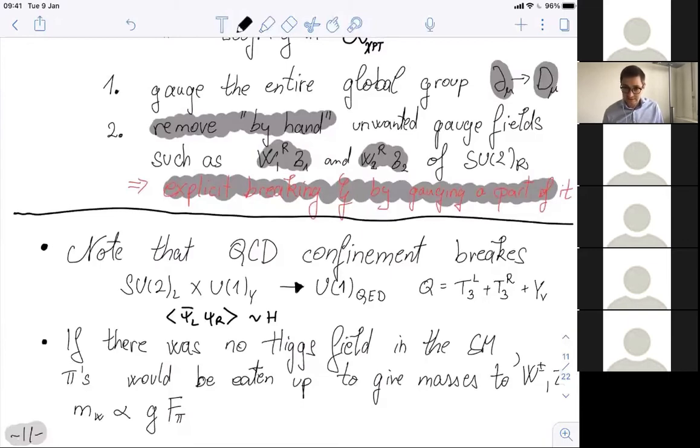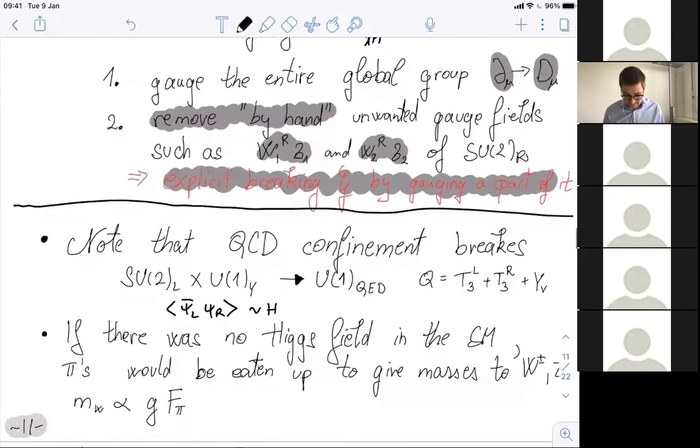It is the condensate that breaks the chiral symmetry, but that condensate will also break the gauge symmetry. The condensate does not break QCD, okay? It breaks the chiral symmetry, the global symmetry of QCD, and also the electroweak symmetry if there was no Higgs field. Oh, okay. I think I got it. Okay, thank you. Sure.